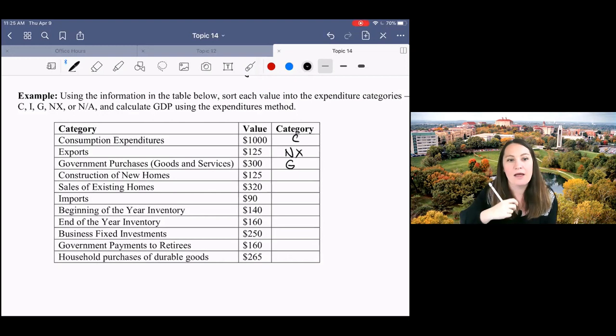Okay. Now, the next couple are a little bit more tricky. So, construction of new homes. Now, these homes are not necessarily sold.